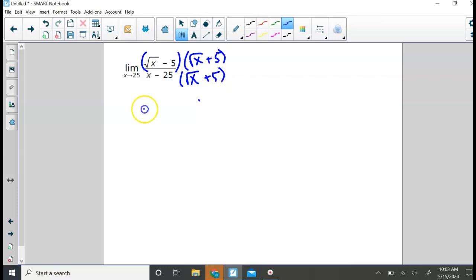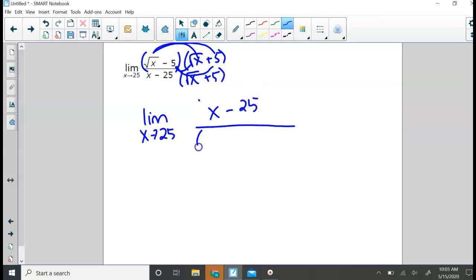And just like on the other problems, it's going to be the same. The only difference is that your square root is on the top for this one. So we want to multiply these together. Square root of x times square root of x is x. For the outside terms, we'll get positive 5 square root of x. For the inside terms, we'll get negative 5 square root of x. And for the last, we'll get minus 25.